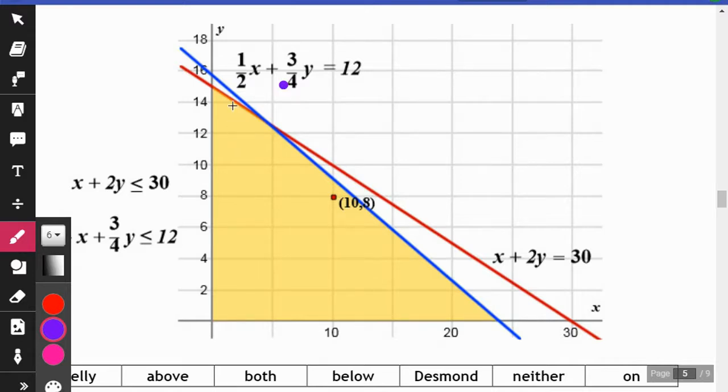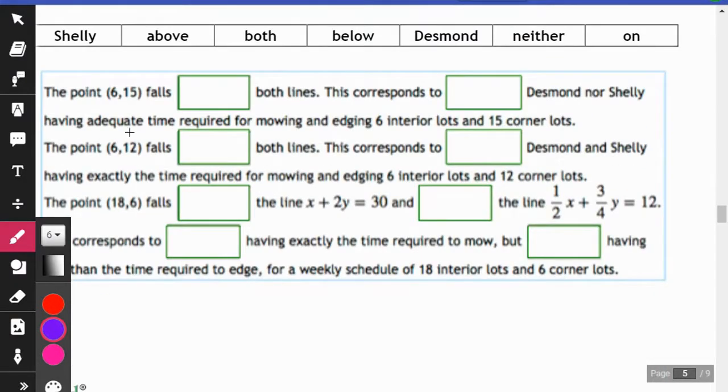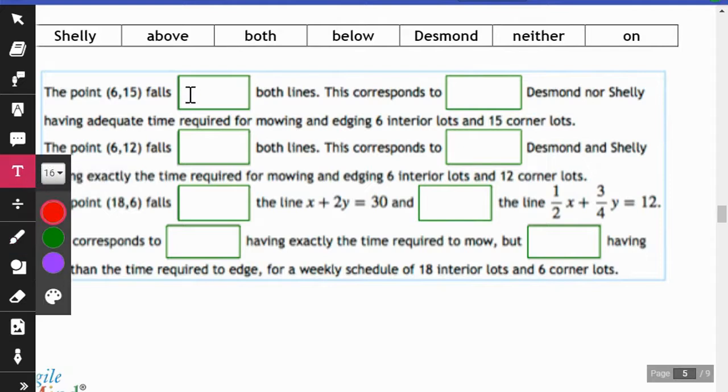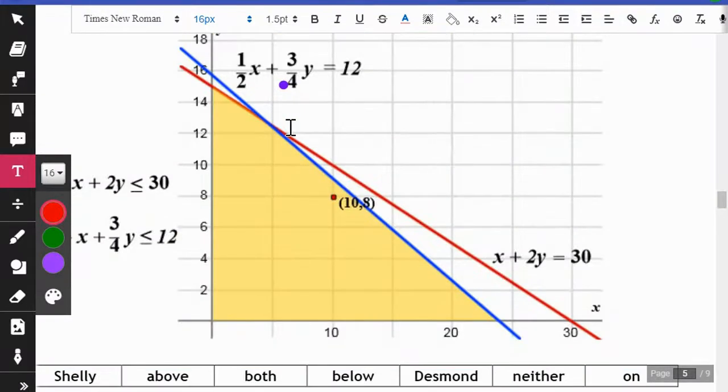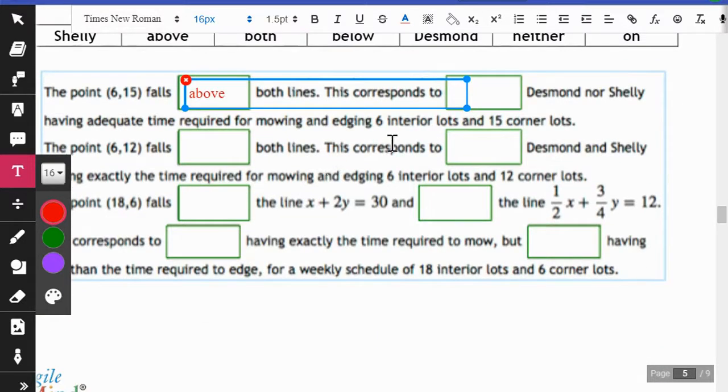Does it work? No, not in the yellow area, is it? Oh, there's the 10.8 we were talking about earlier. Okay, so it's above both lines, would you agree? Yeah, so I'm going to say it falls above both lines. Does it work for either of them? No, it's too many hours. It's outside of the range of both of them. It has to be below both these lines for it to work. So it corresponds to neither of the people.